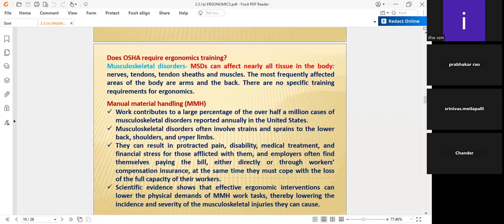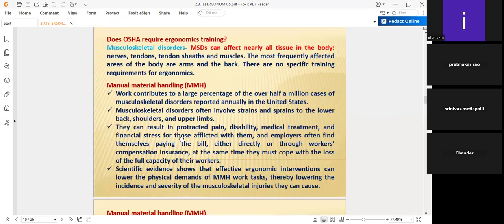Ultimately, though we are providing the environment, because of the lack of discipline in the manual handling by posters, definitely risk factors will be more, as per the United States of America statistics. They can result in protracted pain, disability, medical treatment, and financial stress for those afflicted with them, and employees often find themselves paying the bill either directly or through workers' compensation insurance.